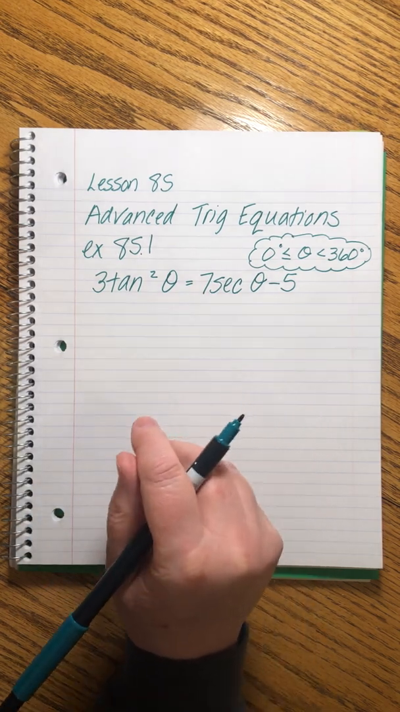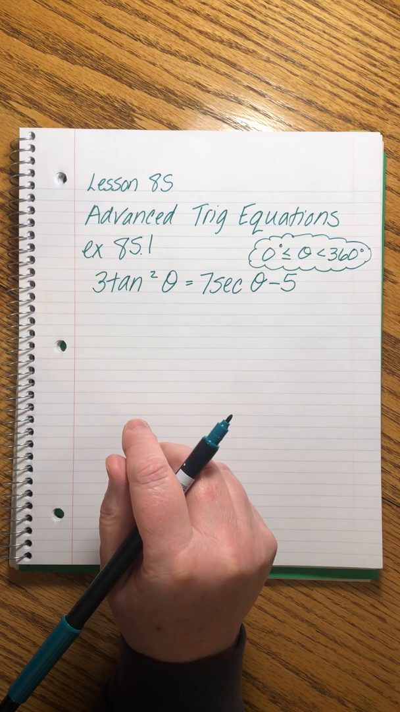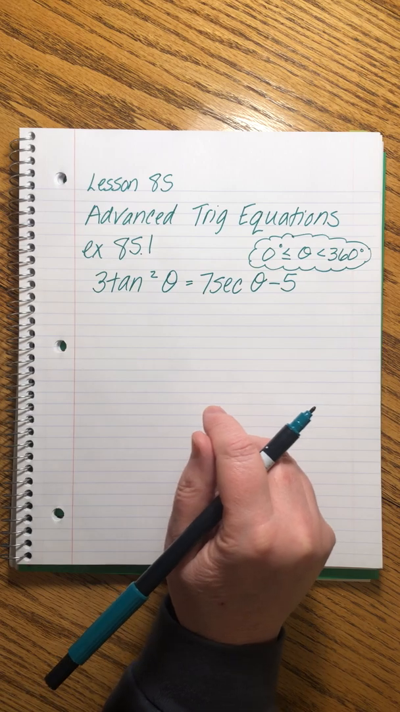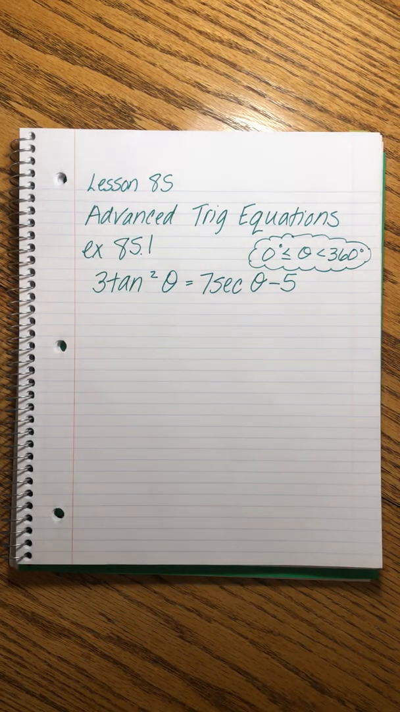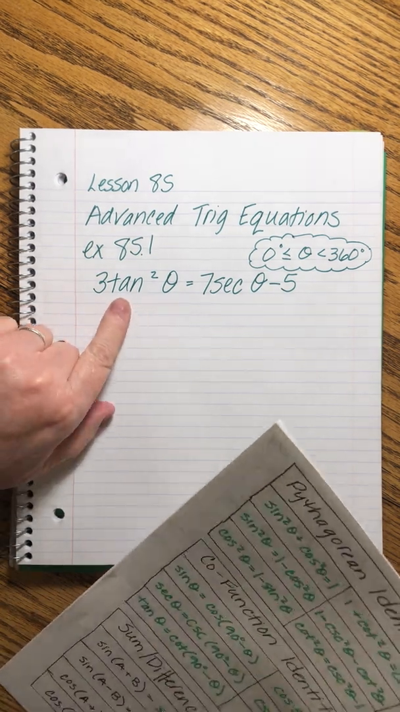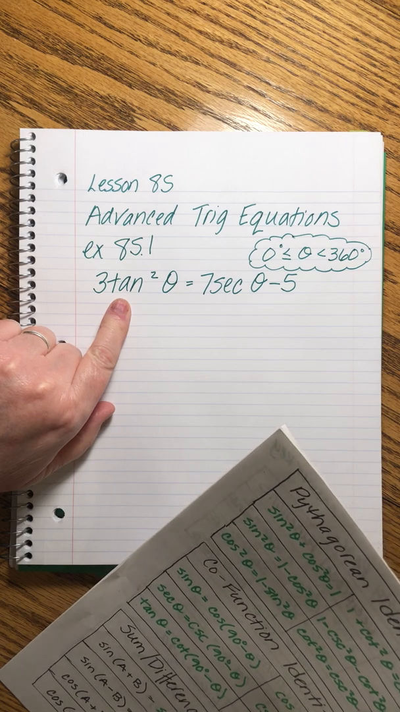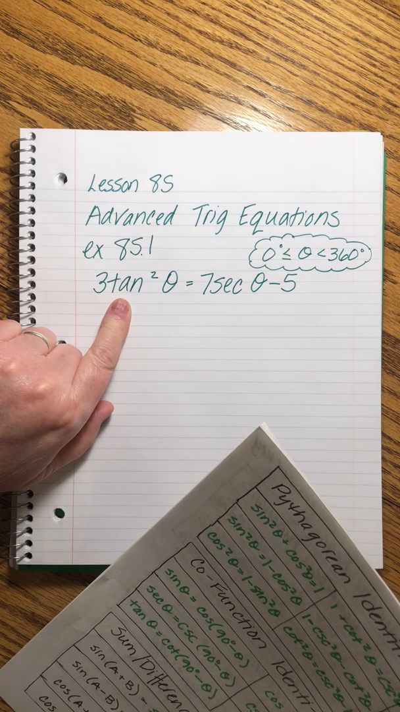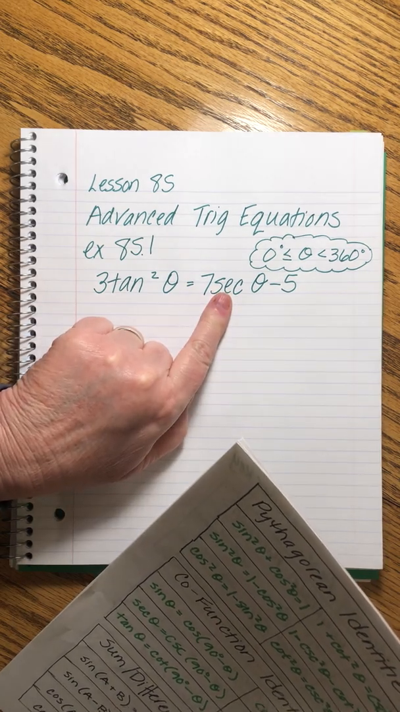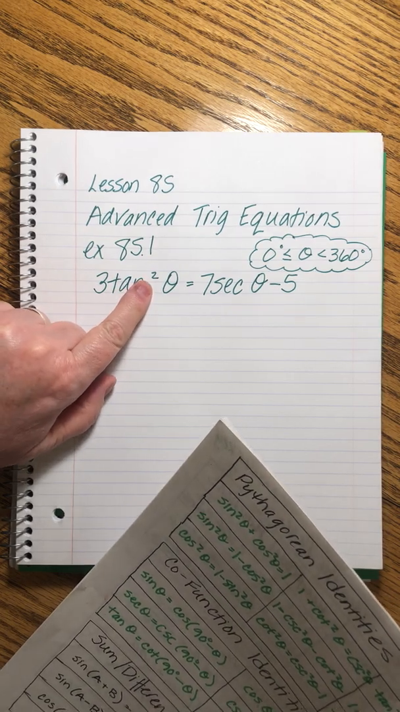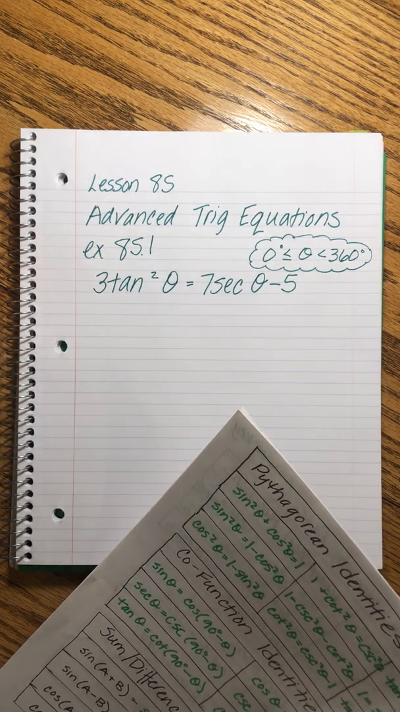Now, John did tell us that we could use Pythagorean identities in our equations. So what I'm thinking is, is there some way we can turn this tangent into a secant? Because then it would match that. Can we link those two? And this is the one I want to change because this is the one that has the square, right? And Pythagorean identities all have squares.